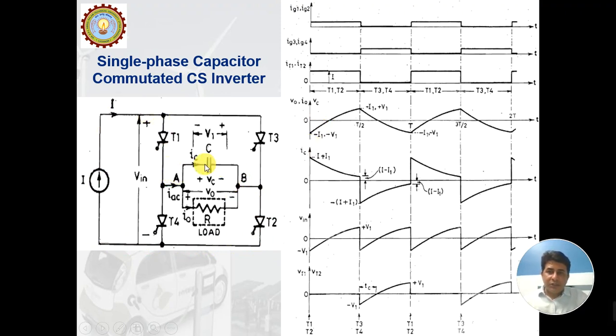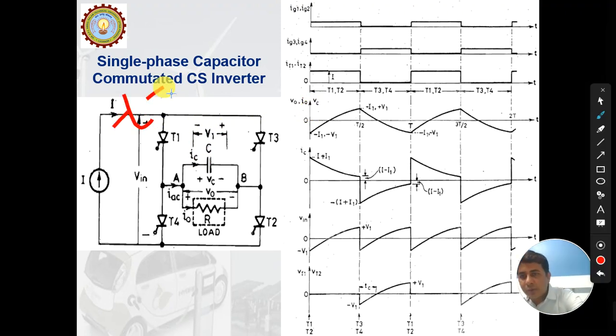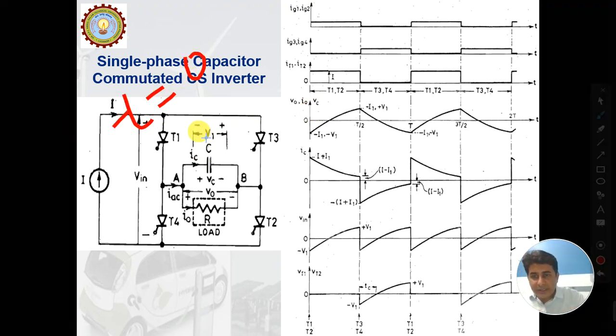Now we have to see what is the value of current IC, what will be the output voltage, and what will be the load current. Let us see through these waveforms. Now look at this point at t equals 0. At t equals 0, the initial condition of the capacitor is taken as the left plate negative and the right plate positive.